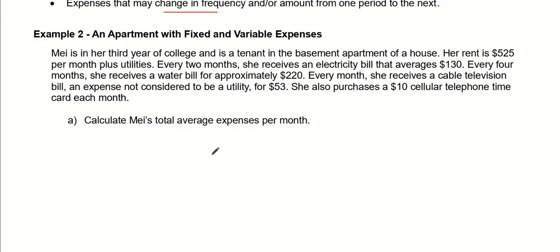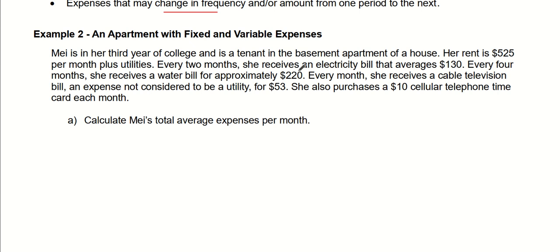Okay, let's do a problem. Here, let's read this one. This is an apartment with fixed and variable expenses. So May is in her third year of college and is a tenant in the basement apartment of a house. Her rent is $525 plus utilities. So she's paying utilities separately. So that's what her rent is.